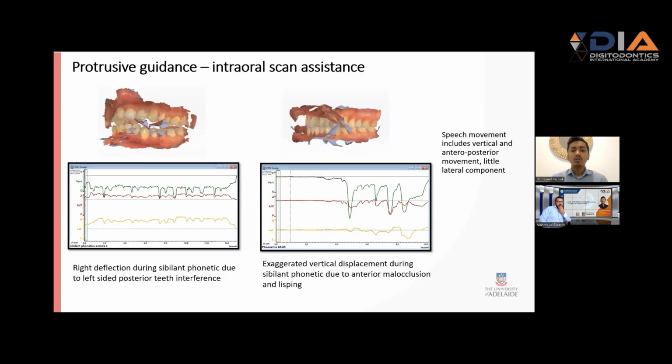So you can see an example right here. Now, this particular person had an open bite. How is pretty important, but I would like for you to just compare the two readings right here. This person had a right deflection during sibilant phonetics due to a left-sided posterior tooth interference that they had at some point when they had a restoration done.